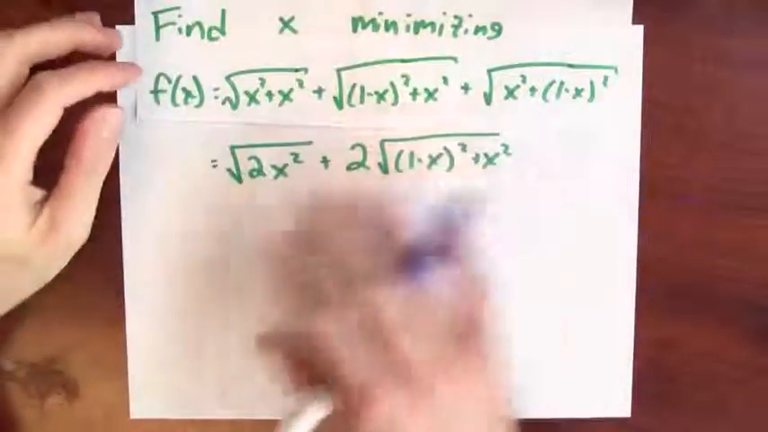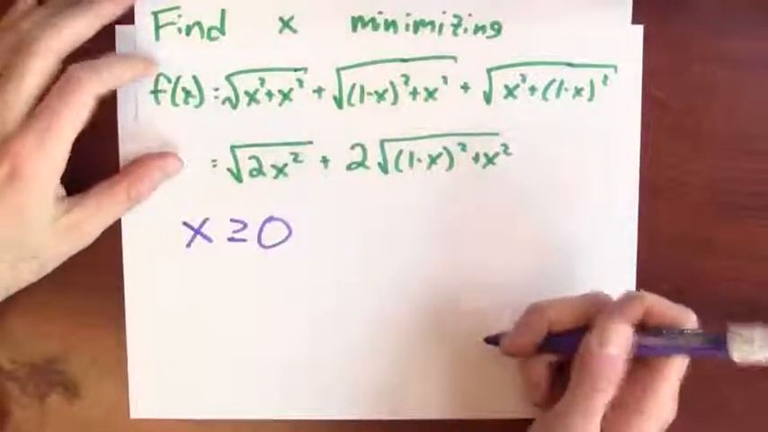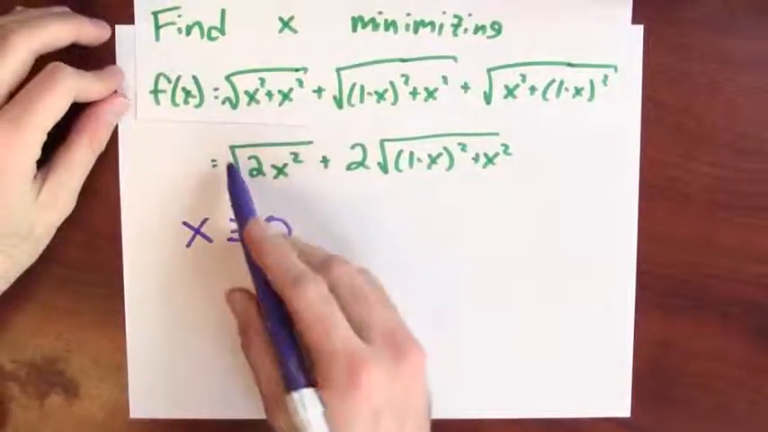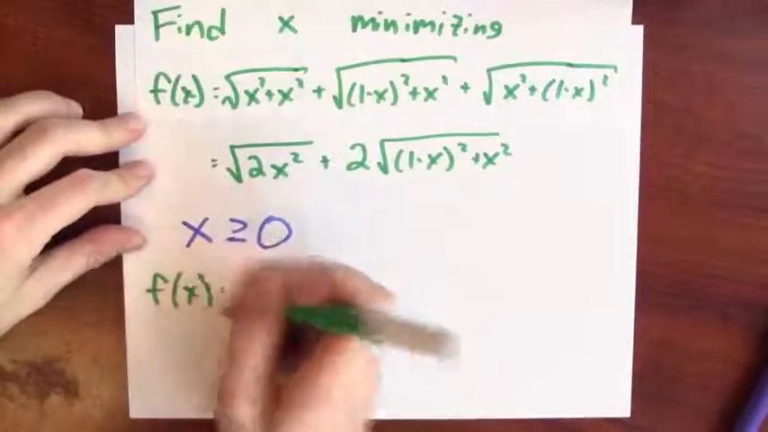We should also review if there's any constraints on this problem. I'm going to find it a little bit easier to deal with this problem if I assume that x is bigger than or equal to 0. In that case, the square root of 2x squared can be rewritten in an even easier way, right?